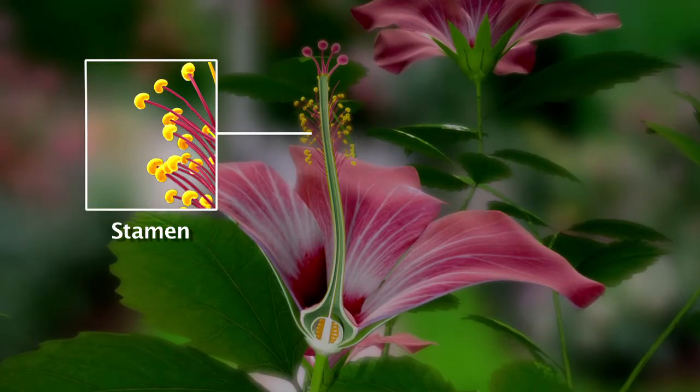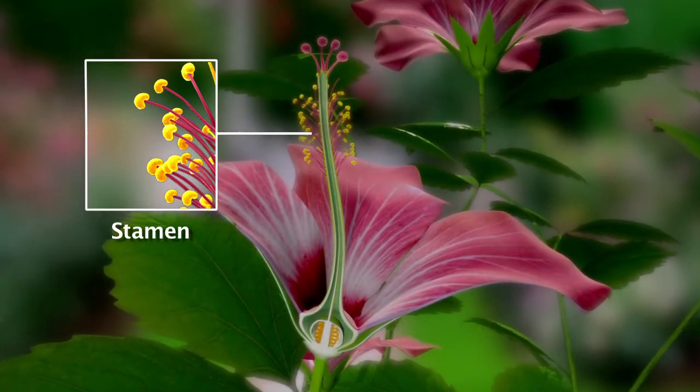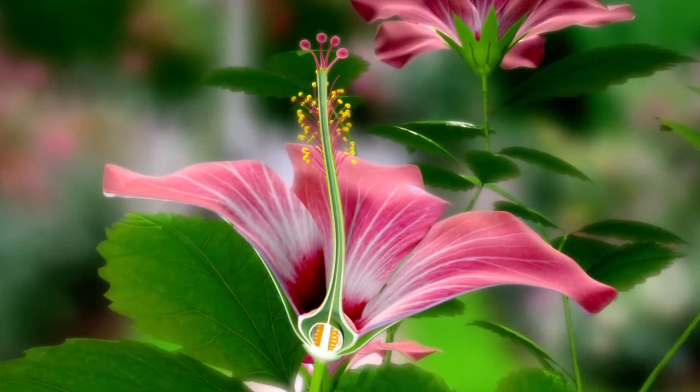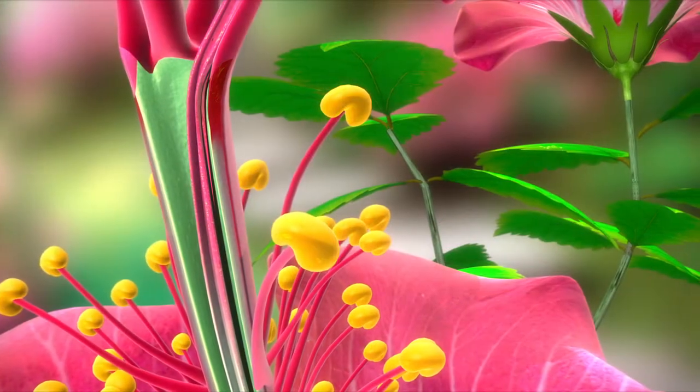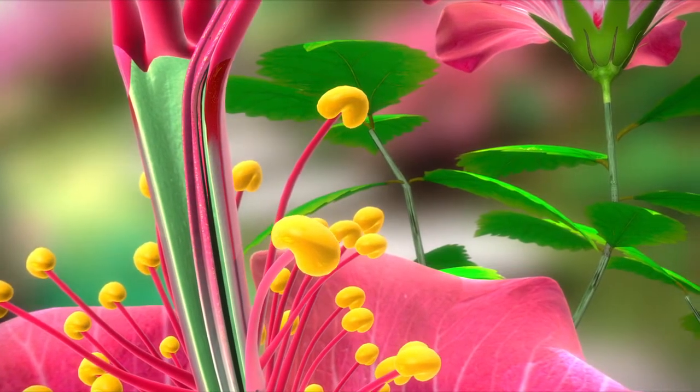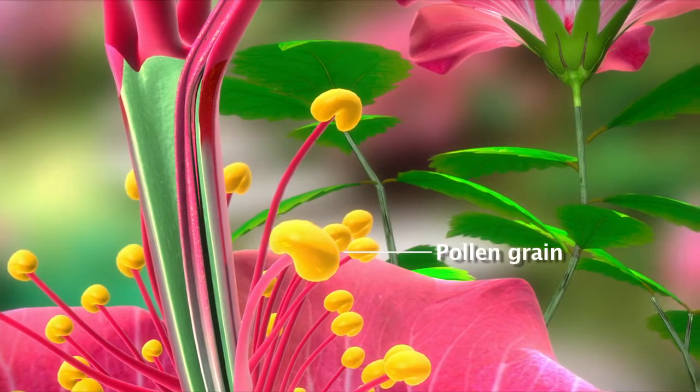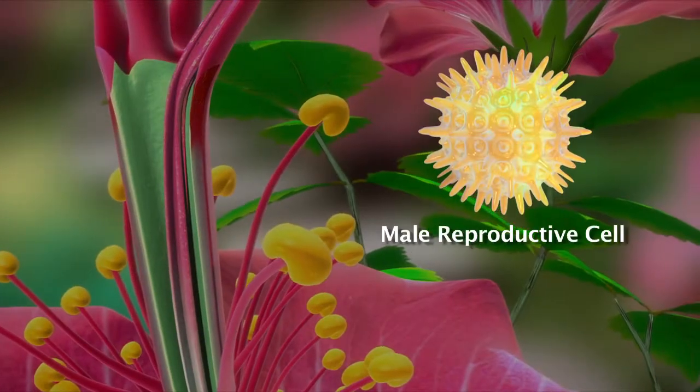The stamen is the male reproductive part of the flower. It consists of a filament and a tiny bag-like structure called the anther. Anther holds the mass of powdery particles called pollen grains, which contain the male reproductive cell.